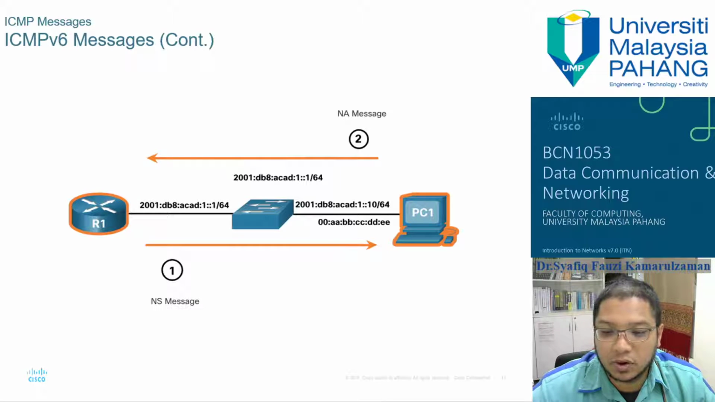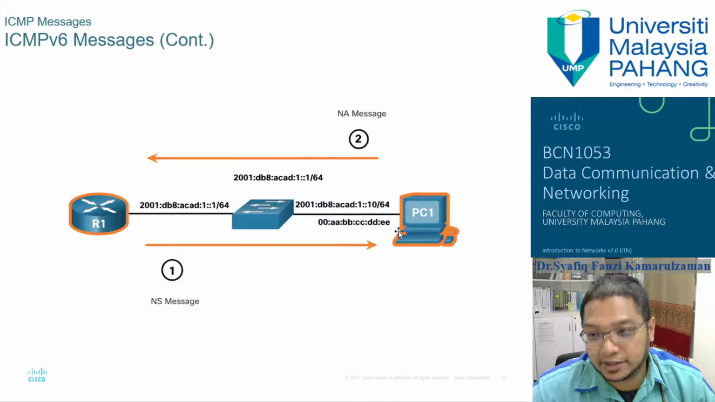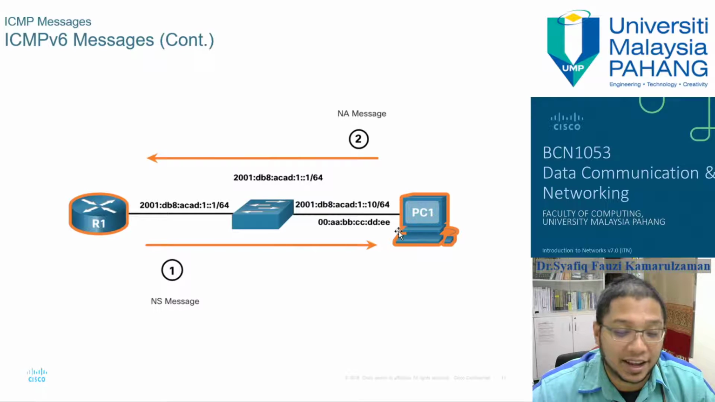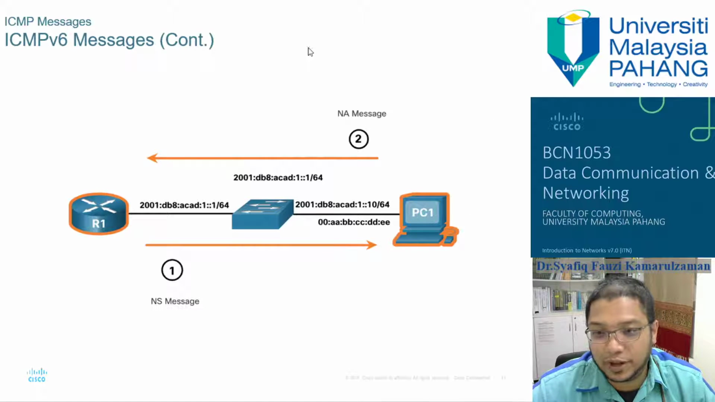So in the figure, R1 sent an NS message to this IP address asking for its MAC address, and this PC will reply to the message with its own IPv6 address and its own MAC address. So it's not that difficult, the RA, RS, and NA, and NS within the network.